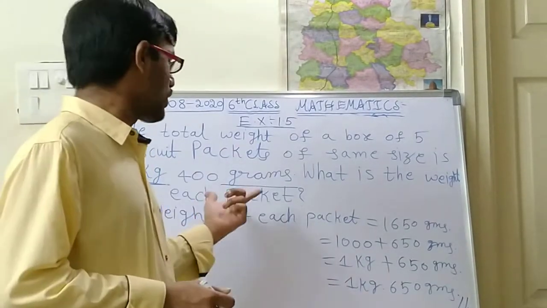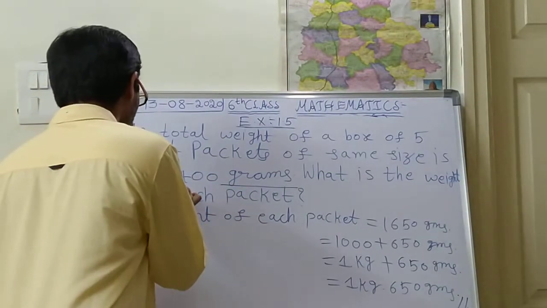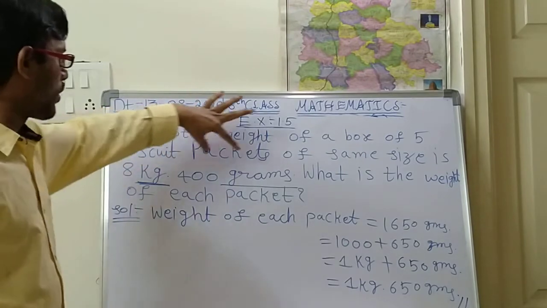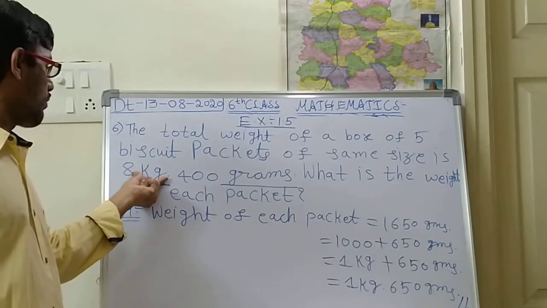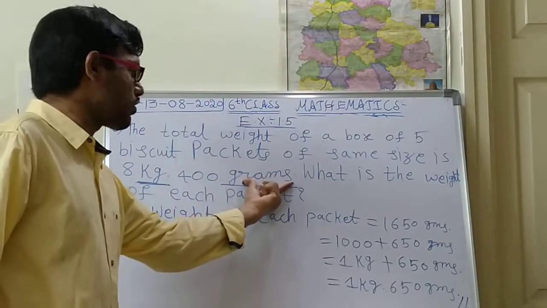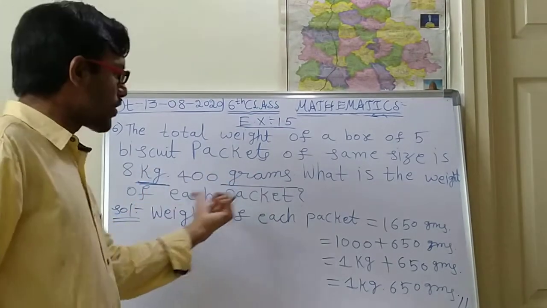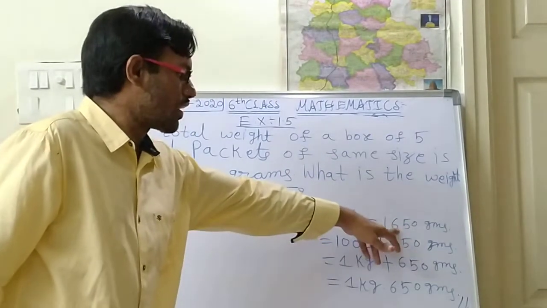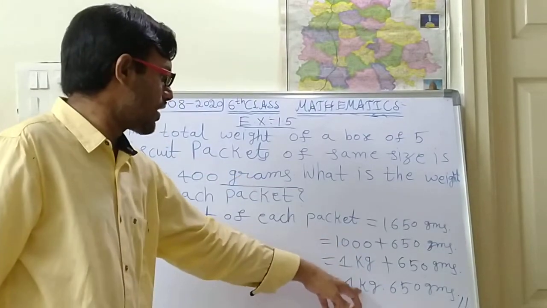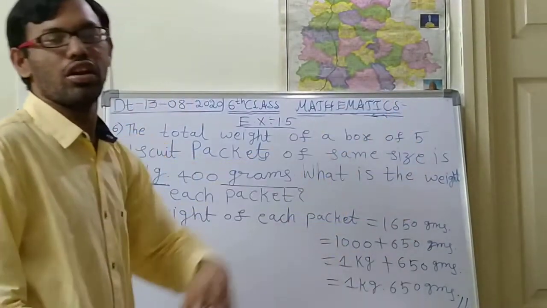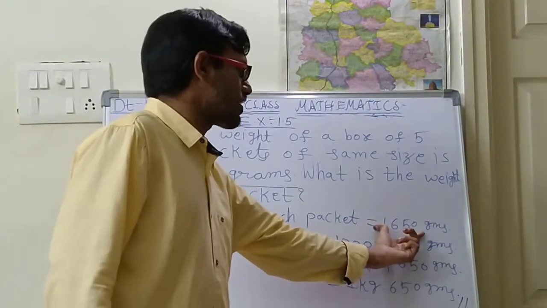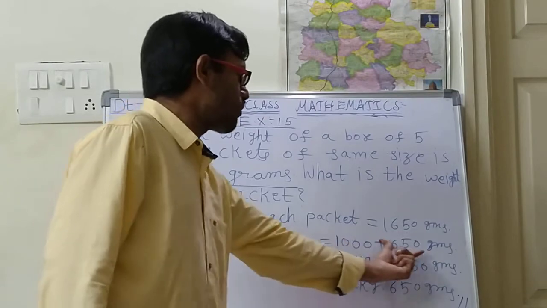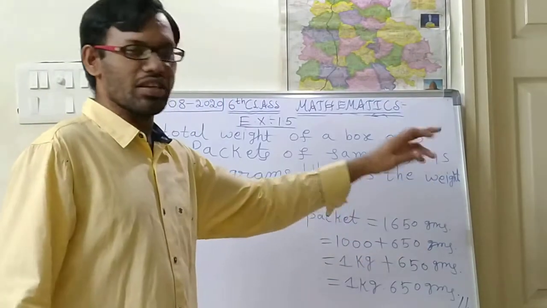Okay, so like this you have to do if 2 units are given. Whatever the main unit was given, you should convert that into grams. So the bigger unit you have to convert into the smaller unit. And then afterwards, after getting the final result, again you should divide that number, and you should write it as one bigger unit and one smaller unit. If 1650 is there, I have divided 1650 as 1000 plus 650. 1000 plus 650 is 1650.